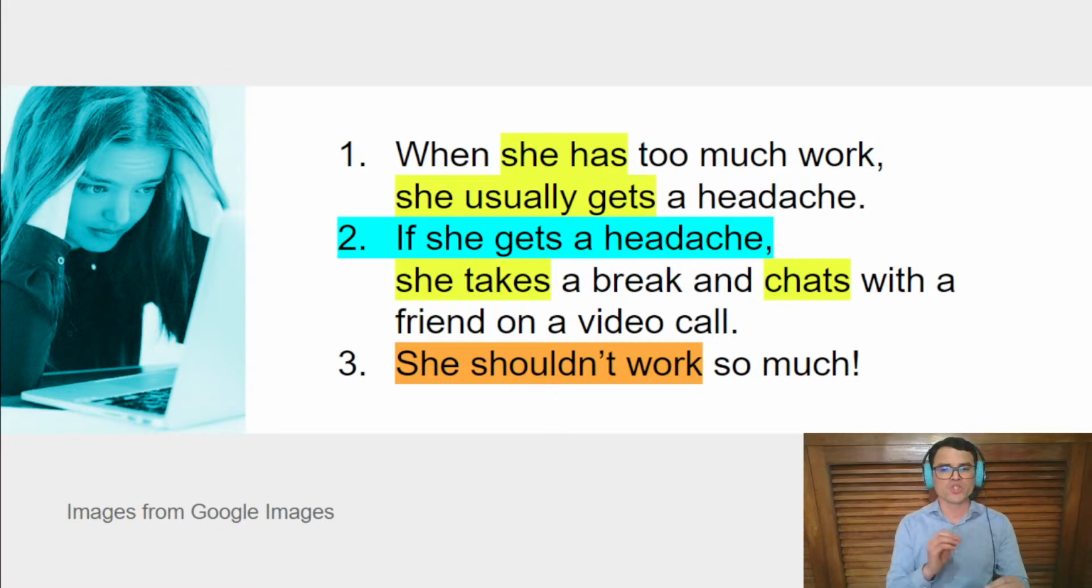Number three, advice, suggestions. She shouldn't work so much. Subject she, verb shouldn't, the modal verb shouldn't, and work is the verb in base form. She shouldn't work. Nice, good.